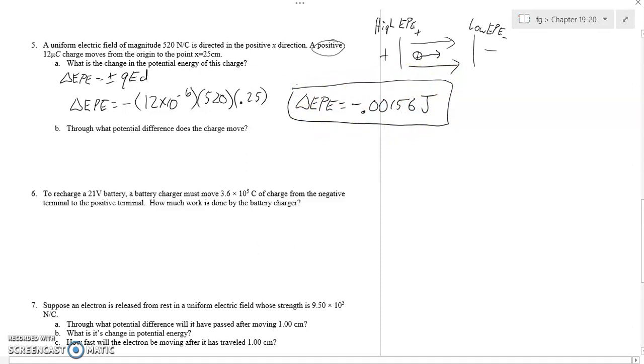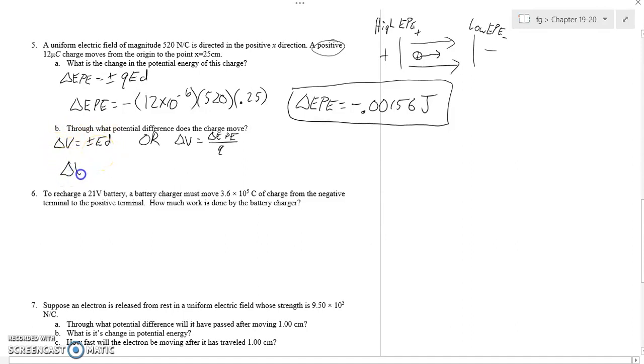Alright, and then part B, through what potential difference, remember that's delta V, through what potential difference does the charge move? So two ways we could look at this. Delta V equals plus or minus ED, or we could say delta V equals delta EPE over Q. We just solved for delta EPE, so you could put that in there. We know Q, put that in there. You're going to get the right answer. I'm going to use this approach.